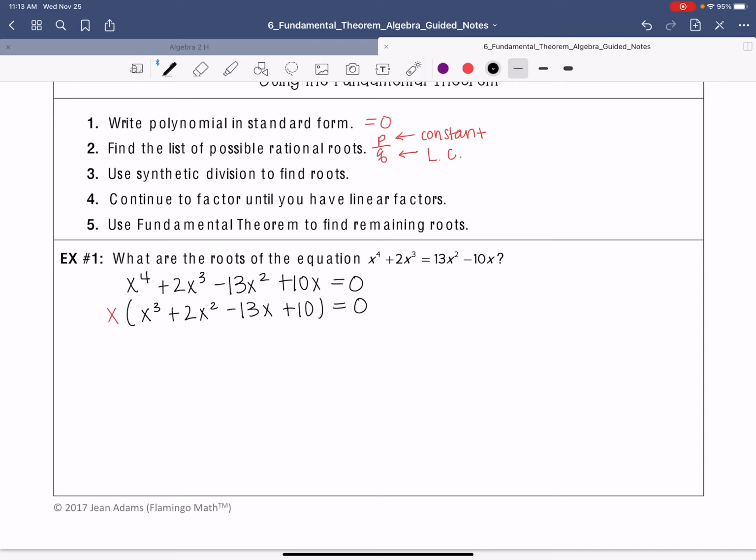This is where sometimes we forget about this x that we factored out. So right off the bat, this x, we can solve for it, set it equal to 0, so we get x equals 0.